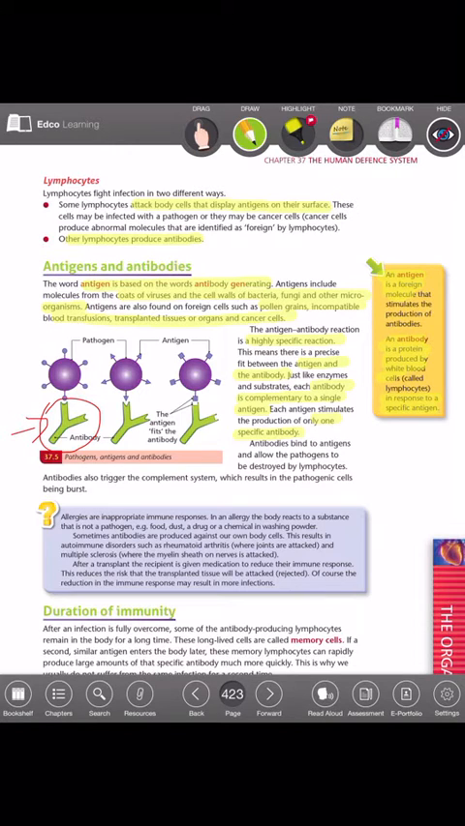So they bind to those specific antigens that are located on the surface. They all have different types. For example, this one here is circular, this one here is triangular, this one here is a square shape, and you can see that the place in which it fits into is actually specific to the antibody itself and the antigen itself. So antibodies bind to antigens and they allow the pathogens to be destroyed by lymphocytes.